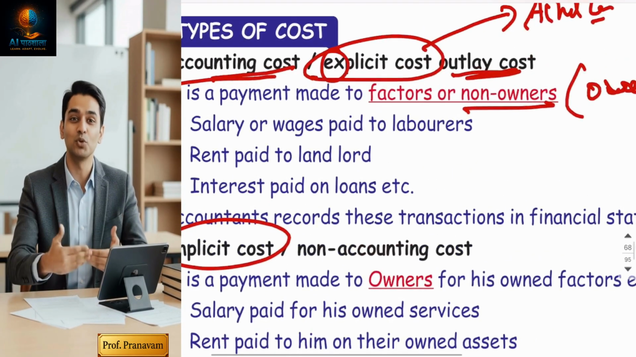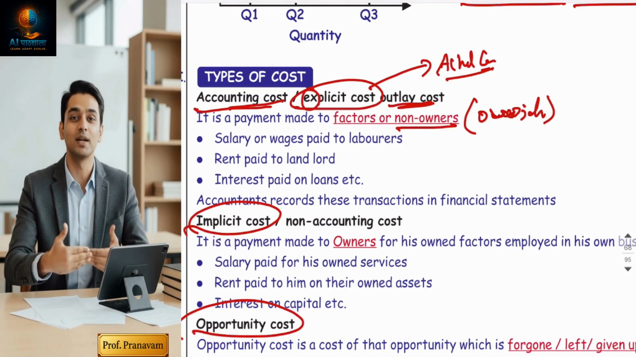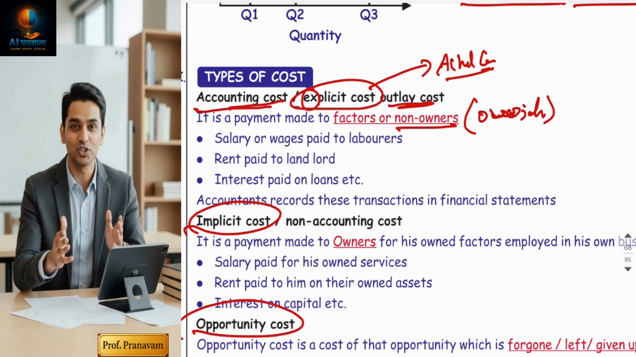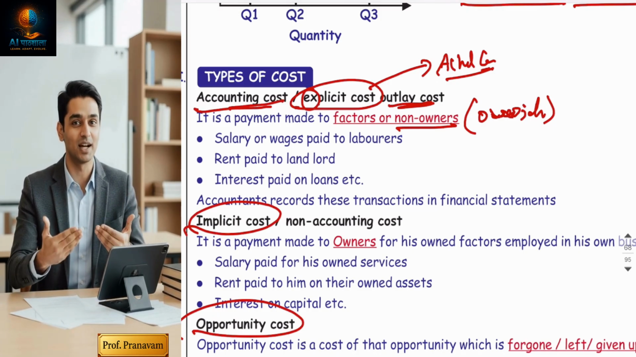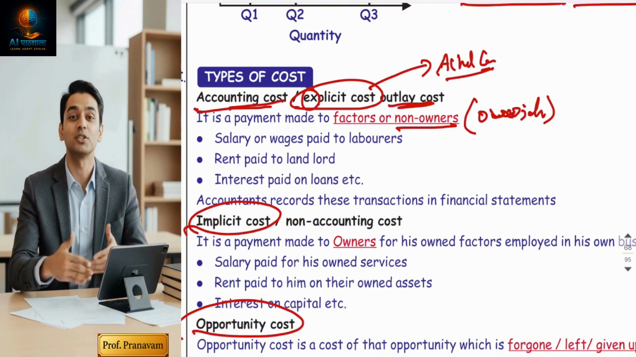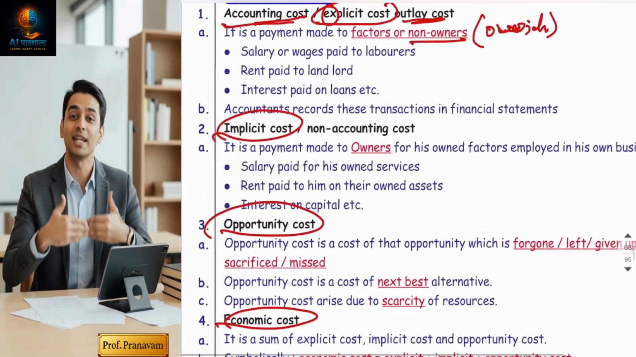But sir, why is the name derived as explicit? Actual cost we are understanding in a better manner. Guys, the word ex means outsiders. Take the common word export. Export has been derived from the word ex. Ex means outside India. Export means you're selling goods outside India. That's called ex. Now, the opposite of explicit cost is implicit cost.